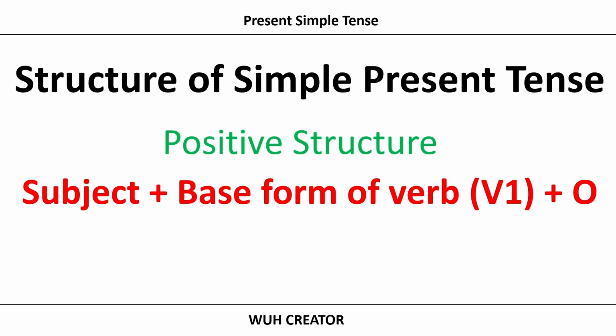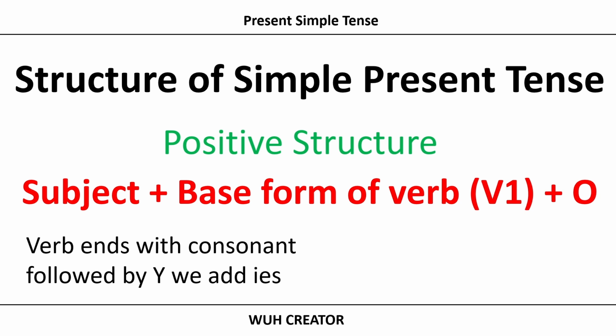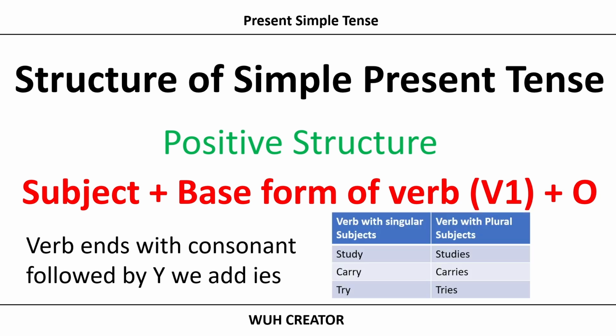For verbs that end in a consonant followed by y, we change the y to i and add es, resulting in ies. As you can see in the examples in the table. Now, let's discuss some examples with singular subjects.